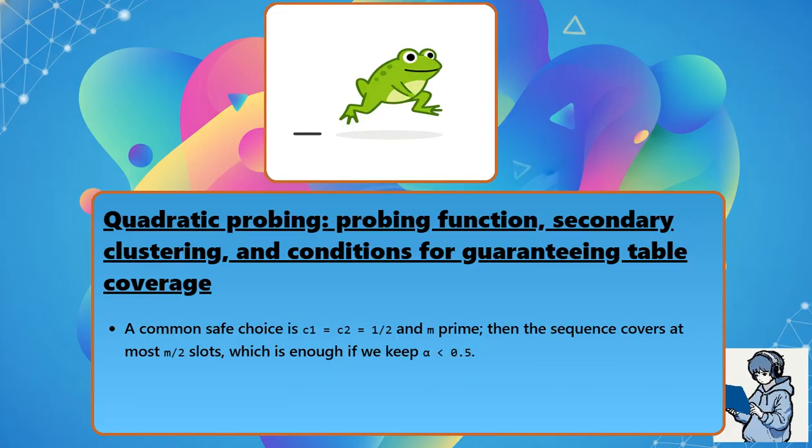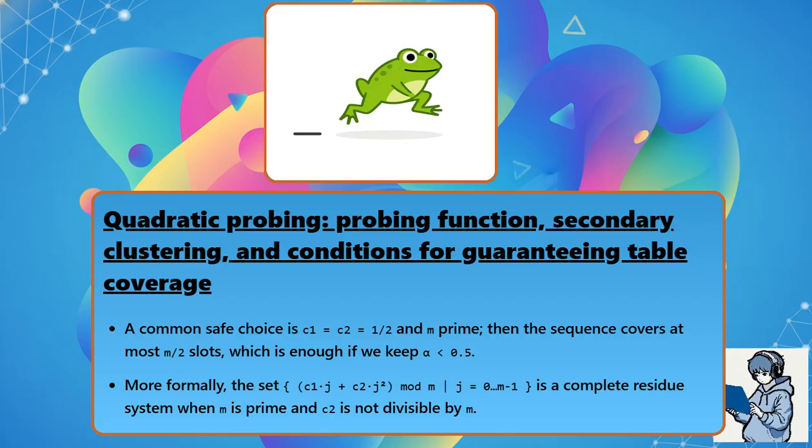A common safe choice is c1 equals c2 equals 1/2 and m prime. Then the sequence covers at most m over 2 slots, which is enough if we keep alpha less than 0.5. More formally, the set {(c1 times j plus c2 times j squared) modulo m | j equals 0 to m minus 1} is a complete residue system when m is prime and c2 is not divisible by m.